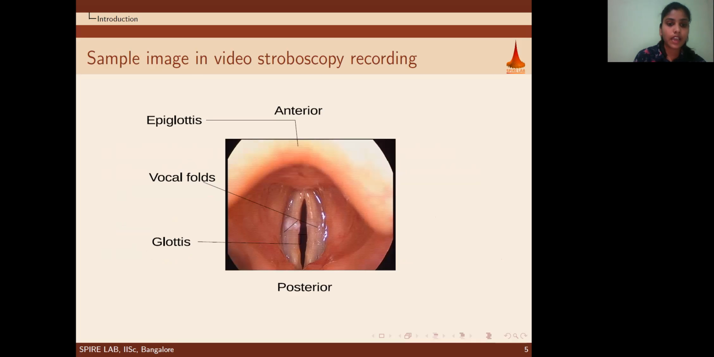Here is the image that has been taken from a video stroboscopy recording. This is the epiglottis and these two are the vocal folds located inside the larynx, and the space between the two vocal folds is the glottis.